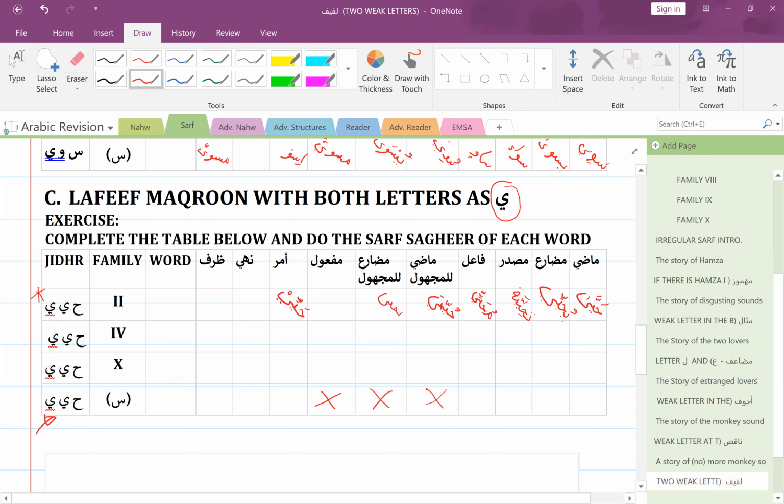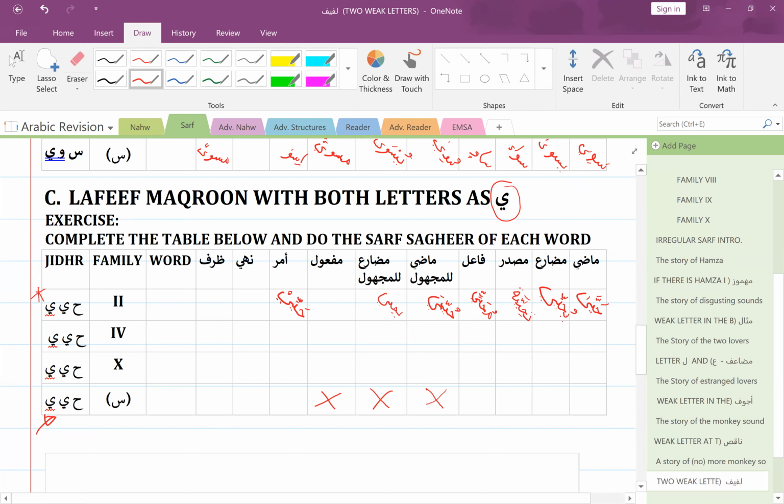أرجل. We have three Amars in Naqis. No, in مضاعف you'll have three. Oh, yes. Habbaba, you have to. Okay, like that. So Amar for Naqis would be Hayyi. Yeah.